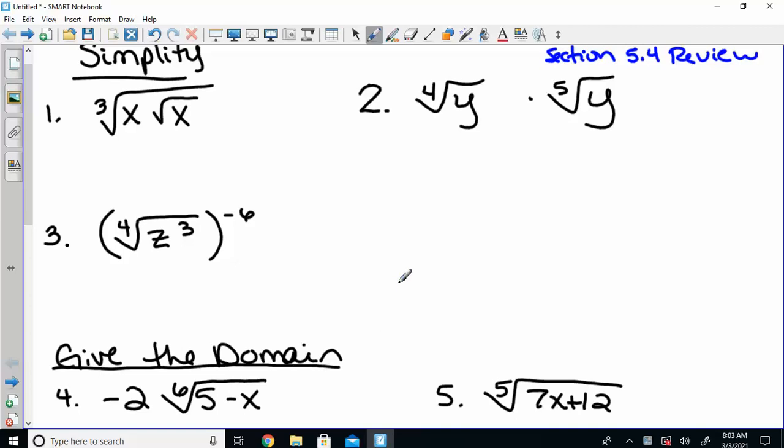The first one, we wrote these, we changed, instead of the radical, we wrote it as a power. Okay, the whole thing is under a cube root. What kind of power is a cube root? 1/3.